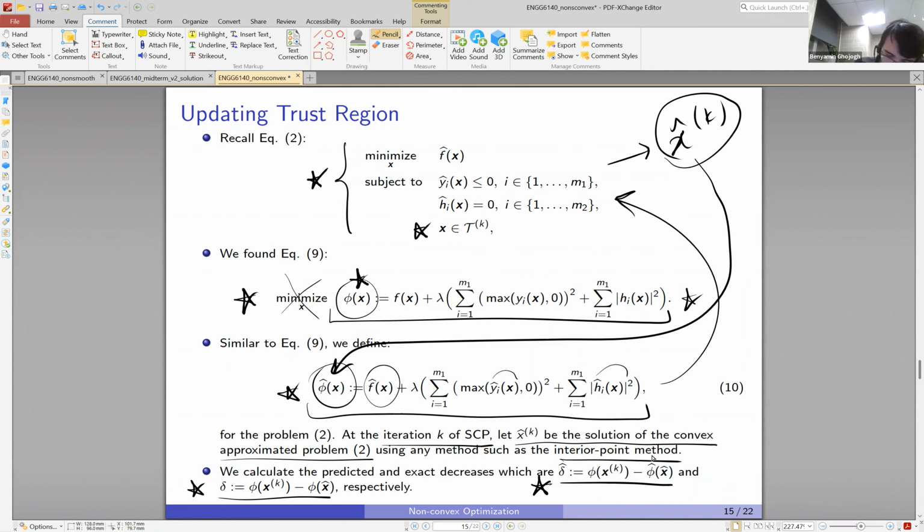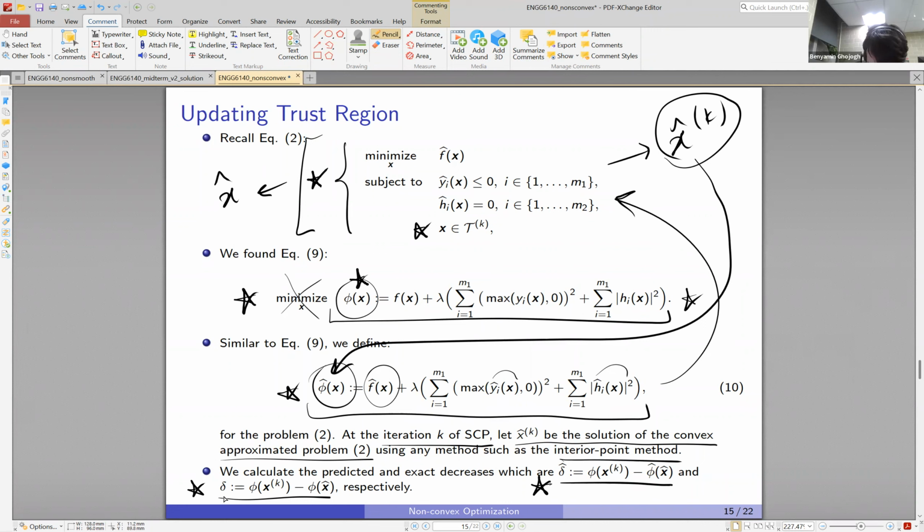Now, what is x hat? We solve this in iteration k plus 1. Let's solve this optimization problem. This is a convex optimization problem. We can solve it using any method introduced in this course, such as the interior point method, because it's a convex optimization problem. Let its solution be x hat.